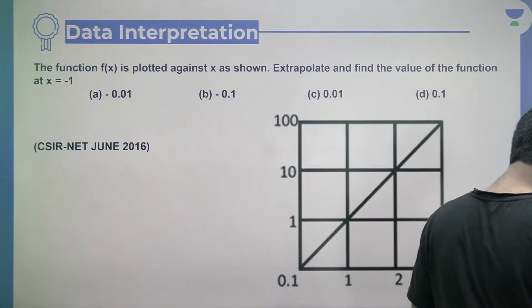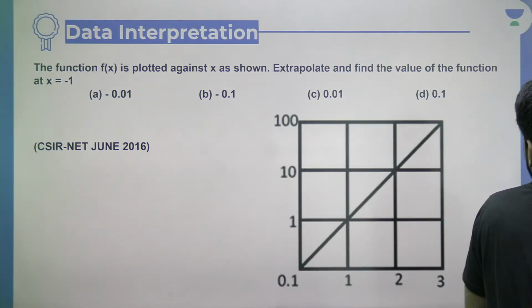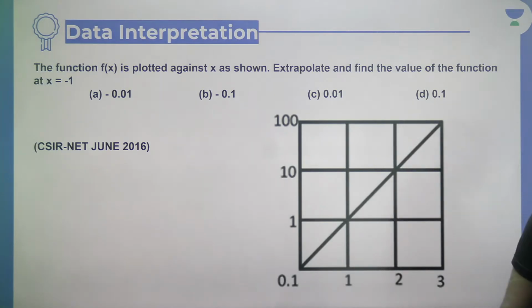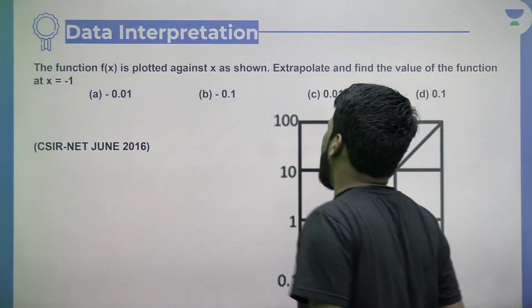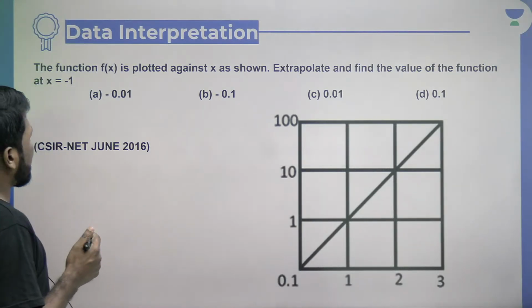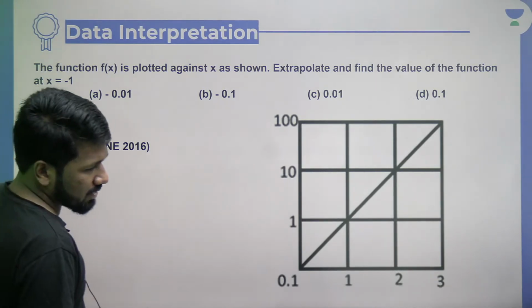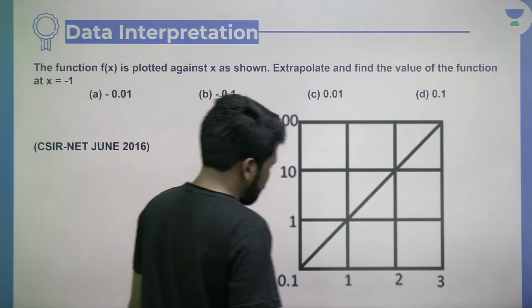Okay, A option, D option, B option, C option, all four options are visible. Let's see which is correct. The function f of x is plotted against x as shown. Extrapolate and find the value of the function at x equal to minus 1. So let's understand this graph properly.